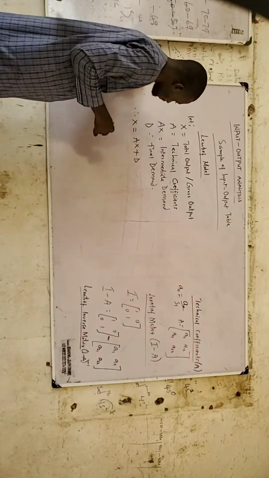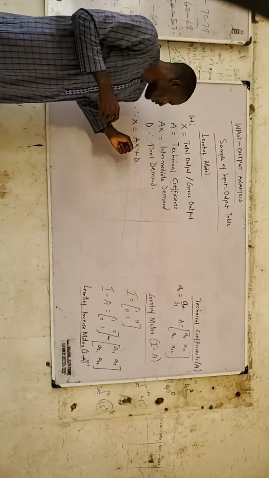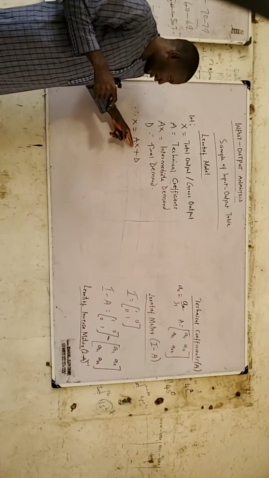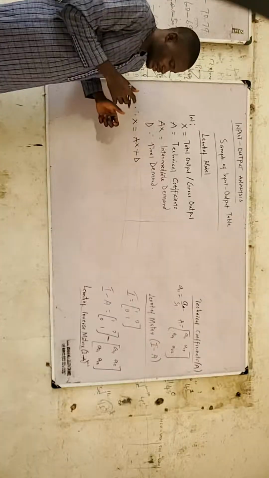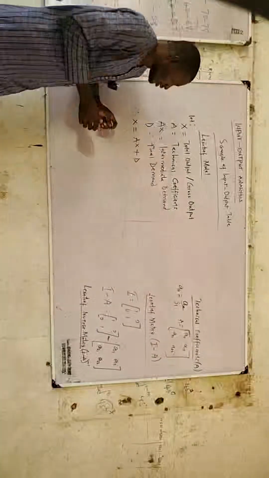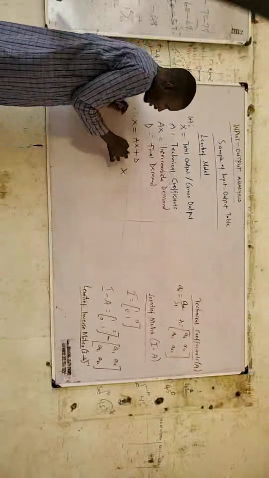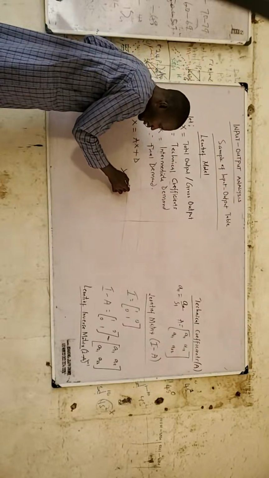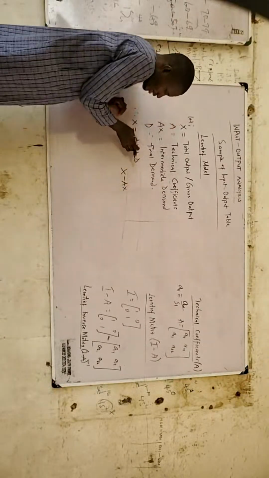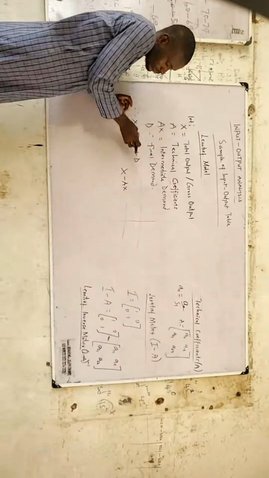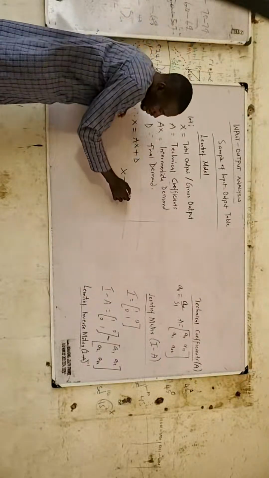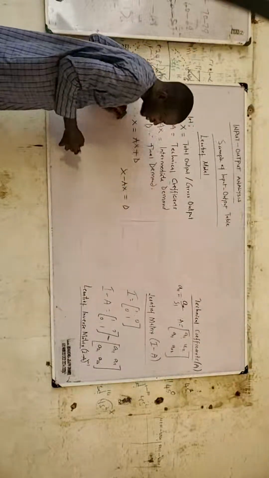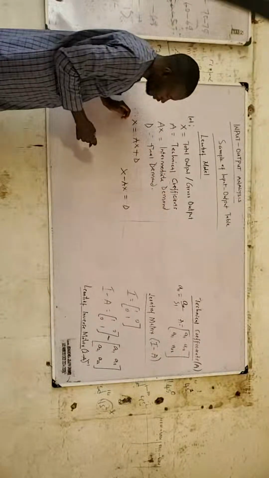Now, we are going to rearrange this so that this AX will cross the left hand side and meet X. We have X on the left hand side, AX will cross the left. We have X minus AX. Then if AX crosses, what is left on the right hand side is just D, which is the final demand.